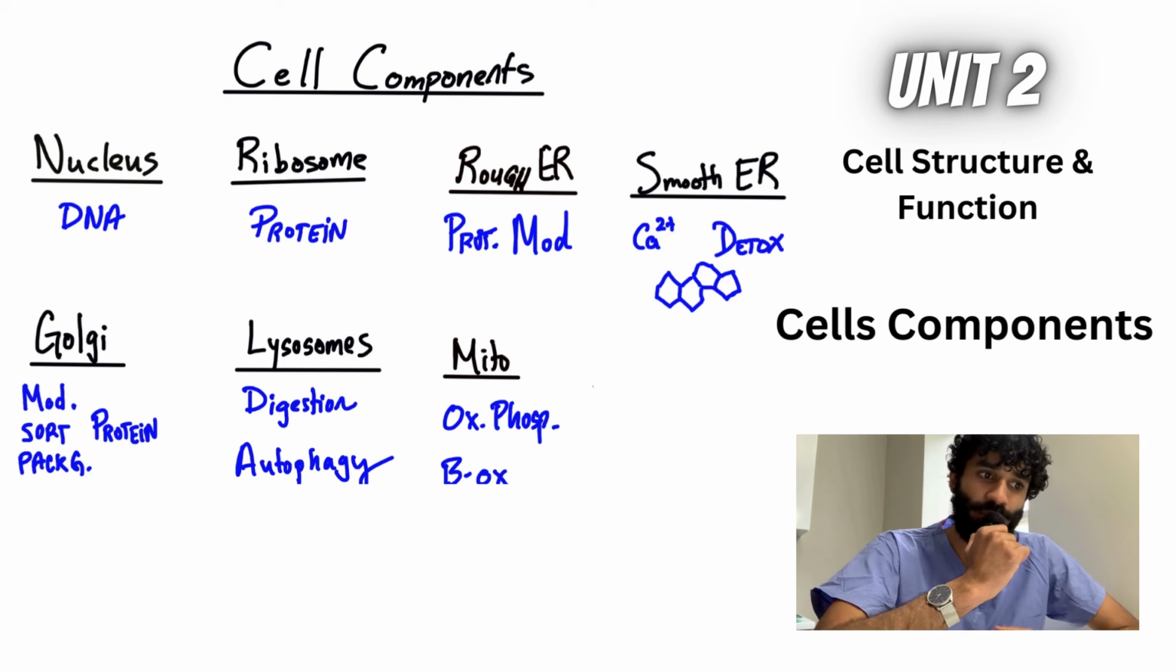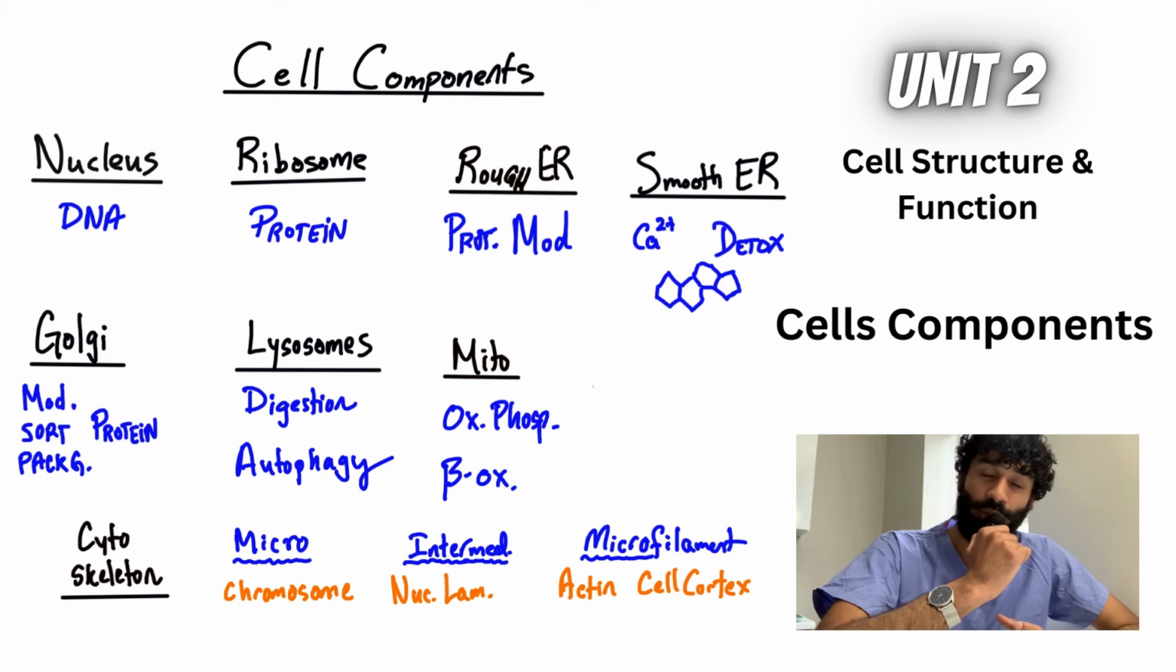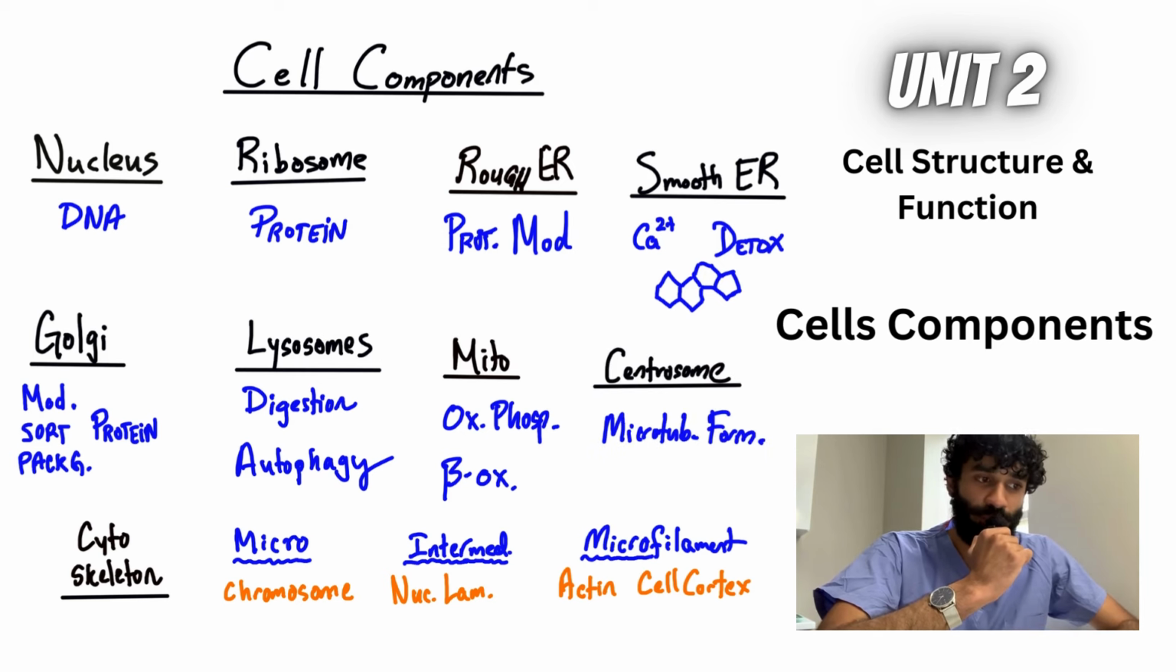You have the cytoskeleton, which has microtubules that move chromosomes, intermediate filaments that make up the nuclear lamina under the nucleus, and the microfilaments like actin, which are involved in muscle contraction and forming the cell cortex under the plasma membrane. And lastly, centrosomes and centrioles, which form microtubules.